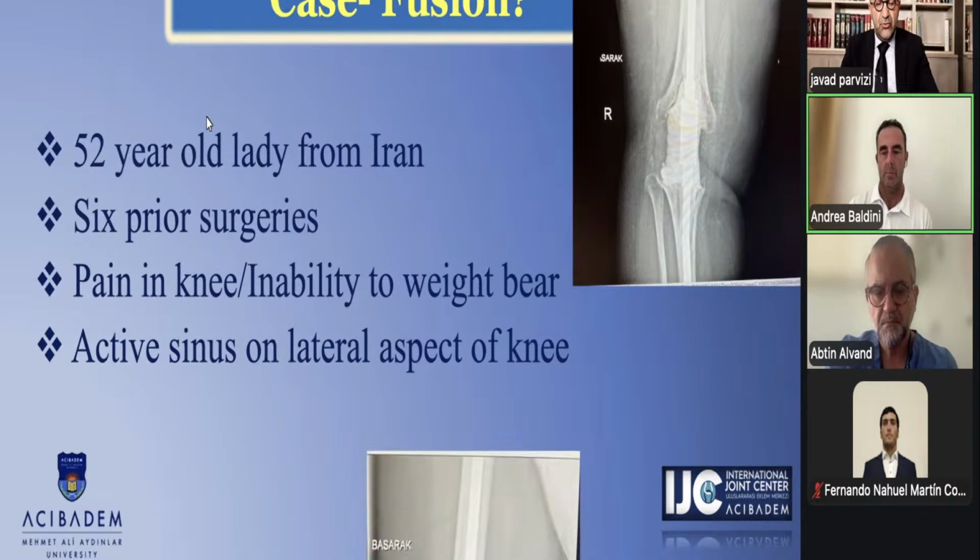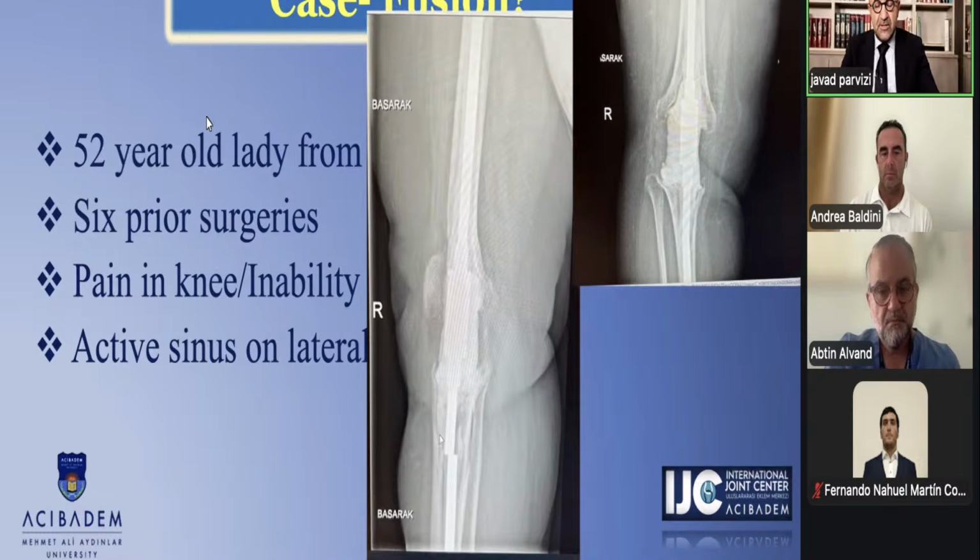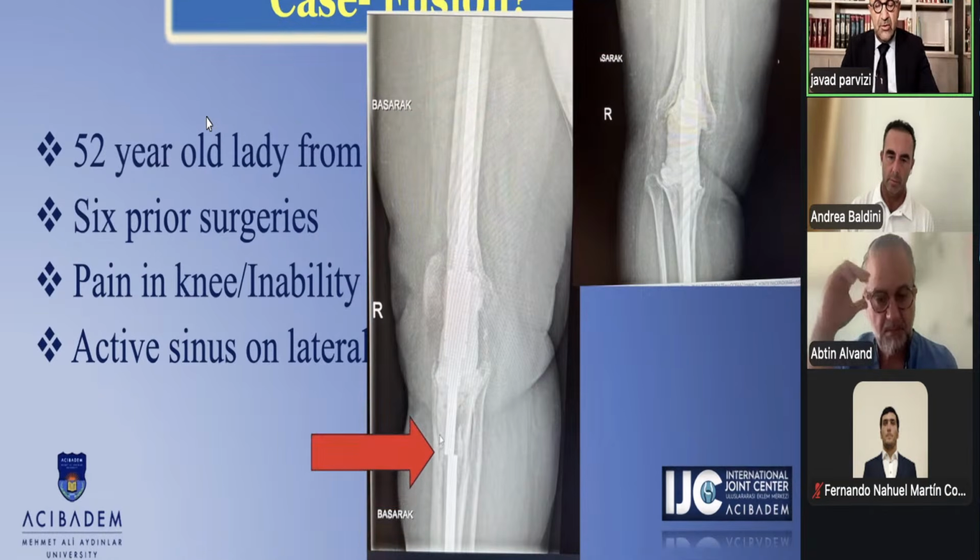First of all, this is her x-ray. I think all of you can see that she's undergone a prior fusion of the knee. And I think all of you can also see that the tibial portion of that nail is broken. Correct? You can see that, Andrea, Abtin? Yes, no problem. Very well. Okay. So there it is.